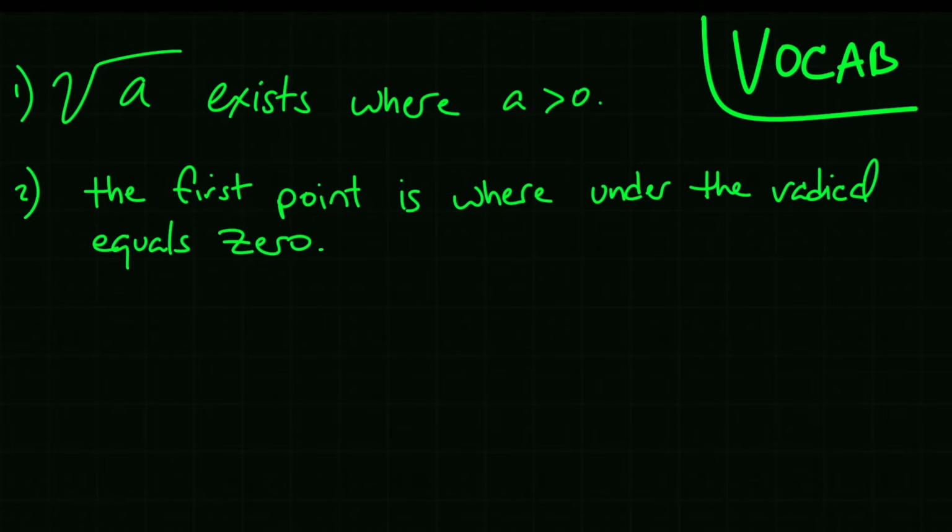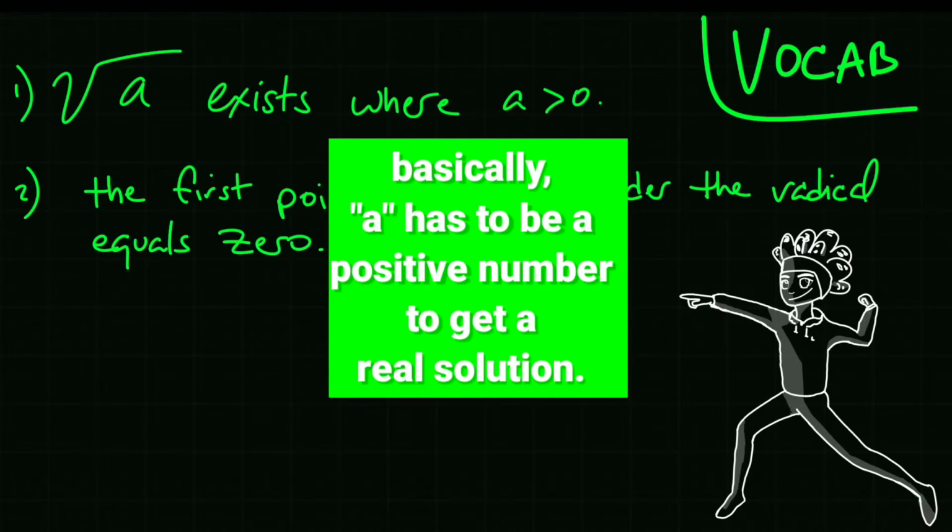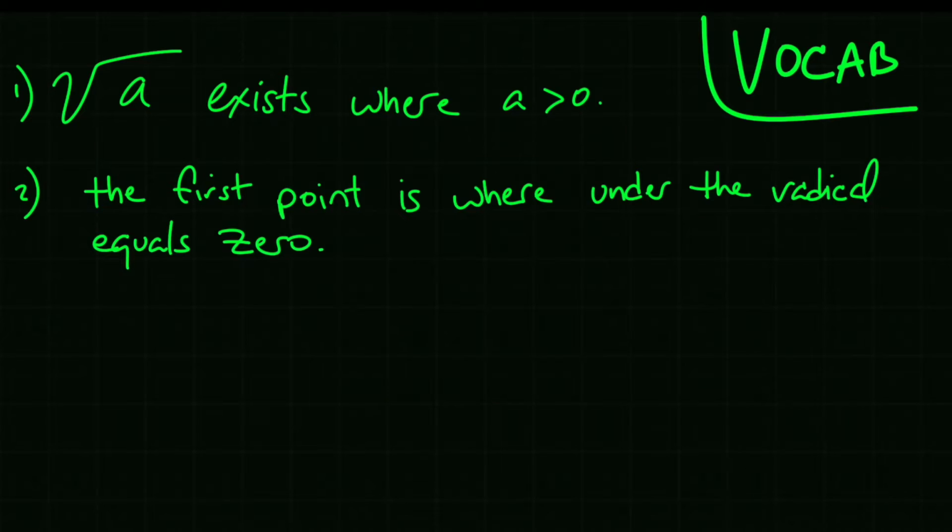Alright, let's start with some vocabulary. So we have the square root of a exists where a is greater than 0. So basically your radical, that value can never be a negative number. And if it is a negative number, we have a term for that, it's an imaginary number. The first point is where under the radical equals 0.